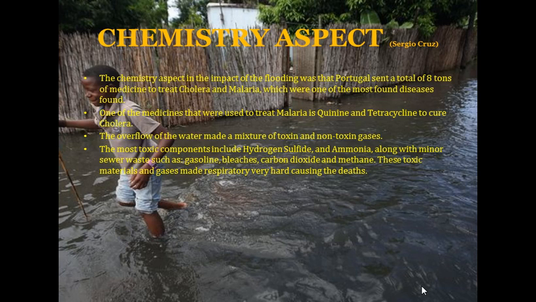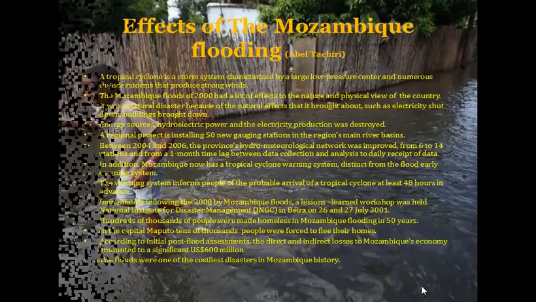The overflow of the water made a mixture of toxic and non-toxic gases. The most toxic components include hydrogen sulfide and ammonia, along with minor sewer waste such as gasoline, bleaches, carbon dioxide, and methane. These toxic materials and gases made breathing very hard, causing deaths.